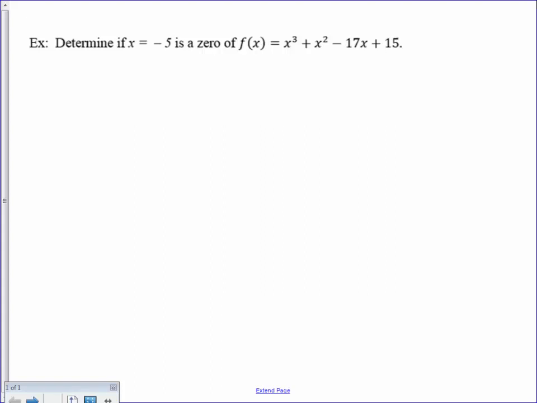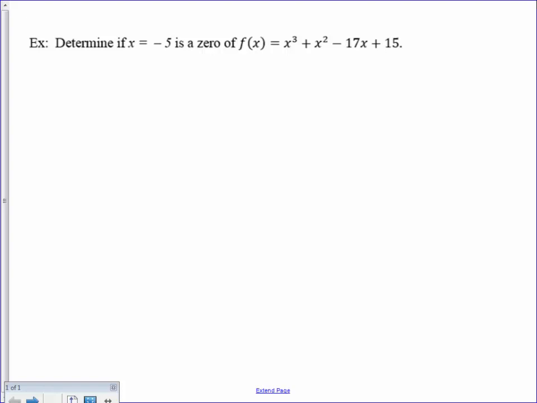This particular problem is very different than the ones that we've been looking at. Here we've been asked to determine if x equals -5 is a zero of this polynomial function. One way to do that would be to take the function and to factor it and actually find the zeros and see if -5 was a zero of the polynomial.